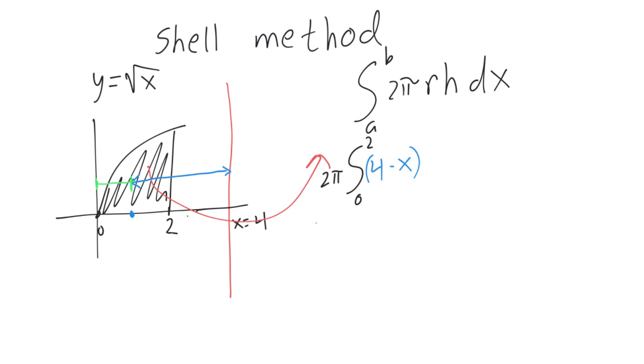Now we need the shell height. Well, the shell height is just going to be the height at that x value, which is, in this case, the square root of x, dx. So that is the integral we need to take.